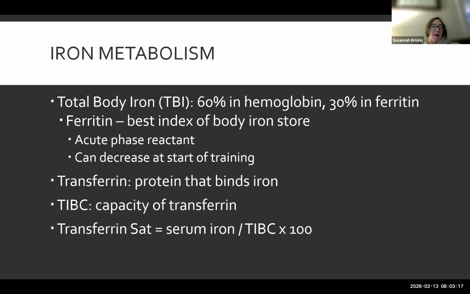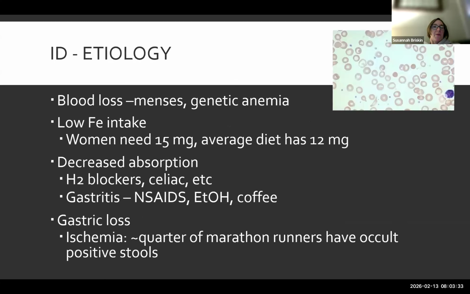Transferrin is what binds your iron. TIBC is your binding capacity for transferrin. So you want to think about this as how much room do you have for iron to be added? And then transferrin saturation is essentially your serum iron divided by your transferrin times 100.